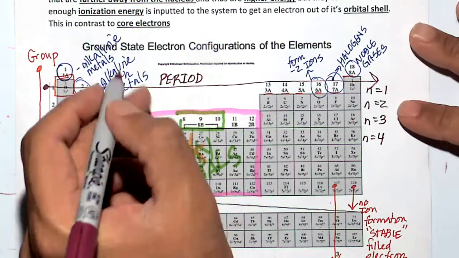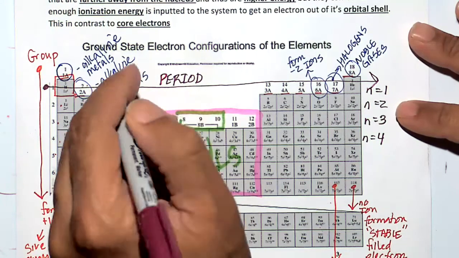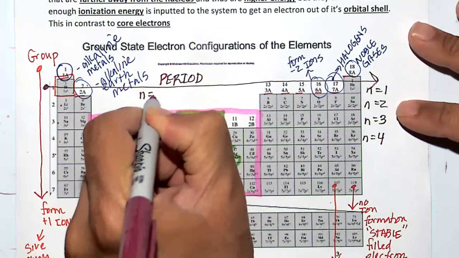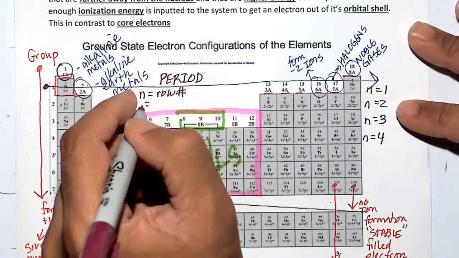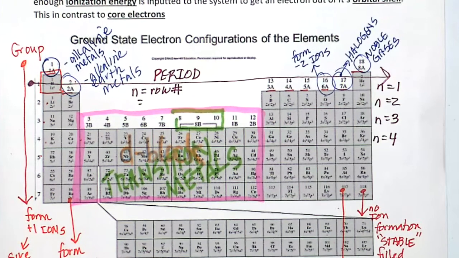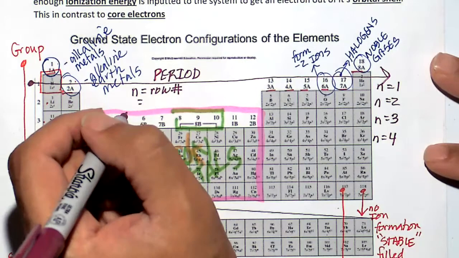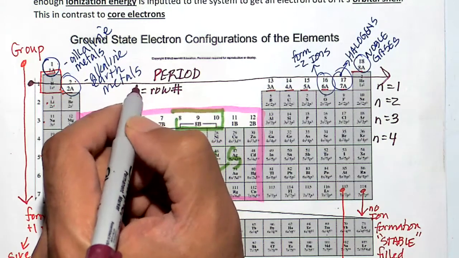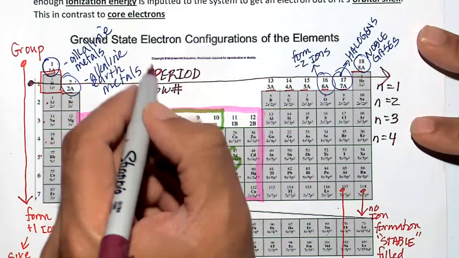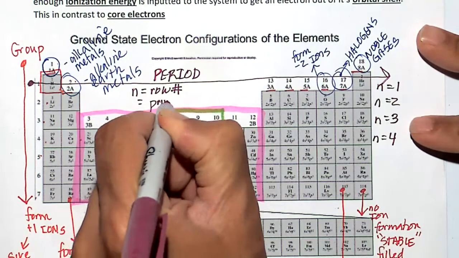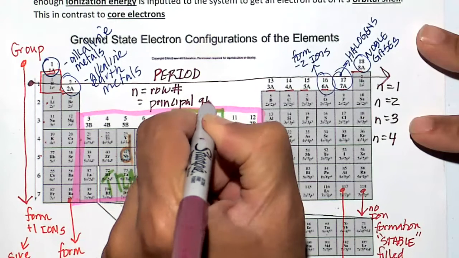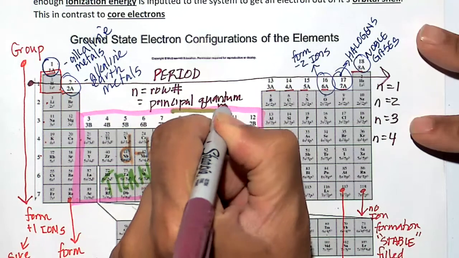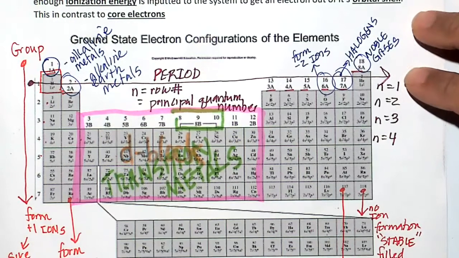It's designated n. I don't know if you did the electron configuration lab, but n also goes by another name. n is the row number, but it also has another more sophisticated name because they can't just go with row number. They have to give a complicated name for students to anguish over. So n, instead of calling it row number or period number, please also know that it's called the principal quantum number. That's another name for this n equals 1.